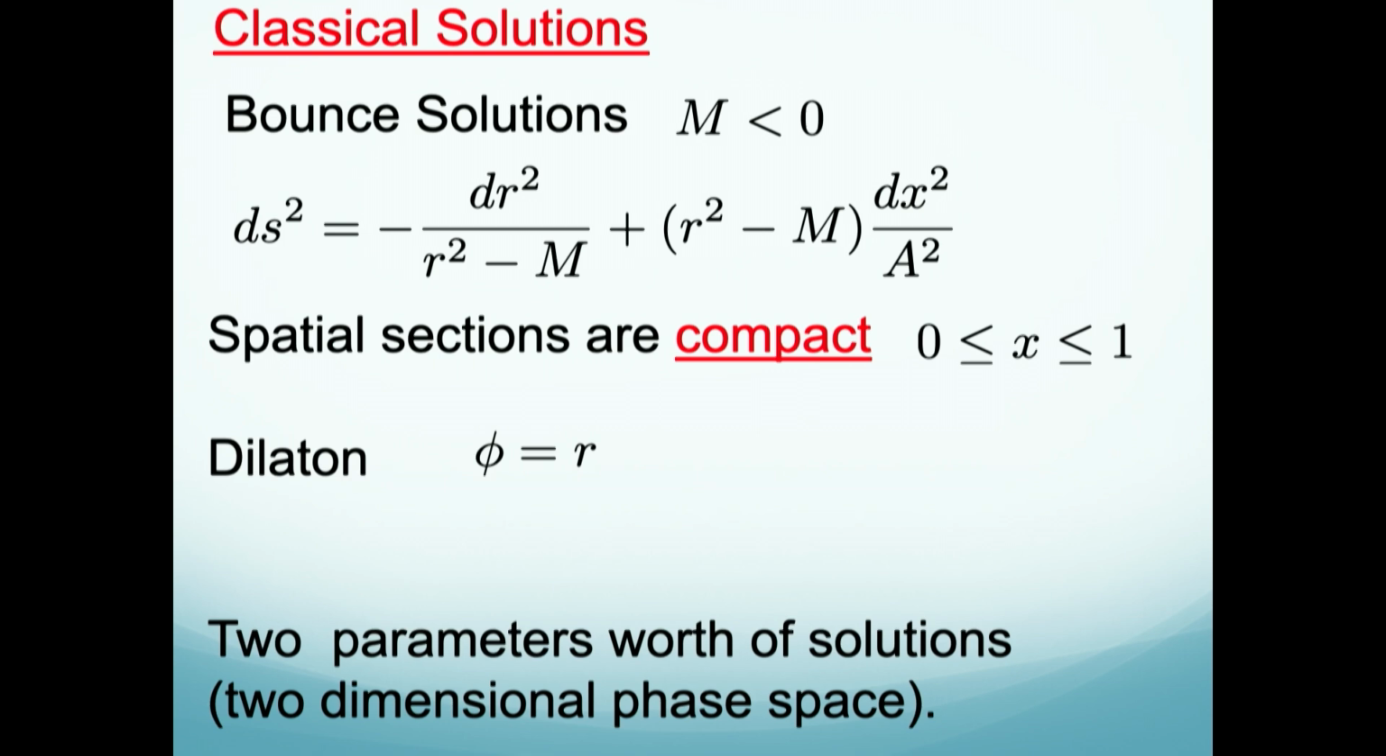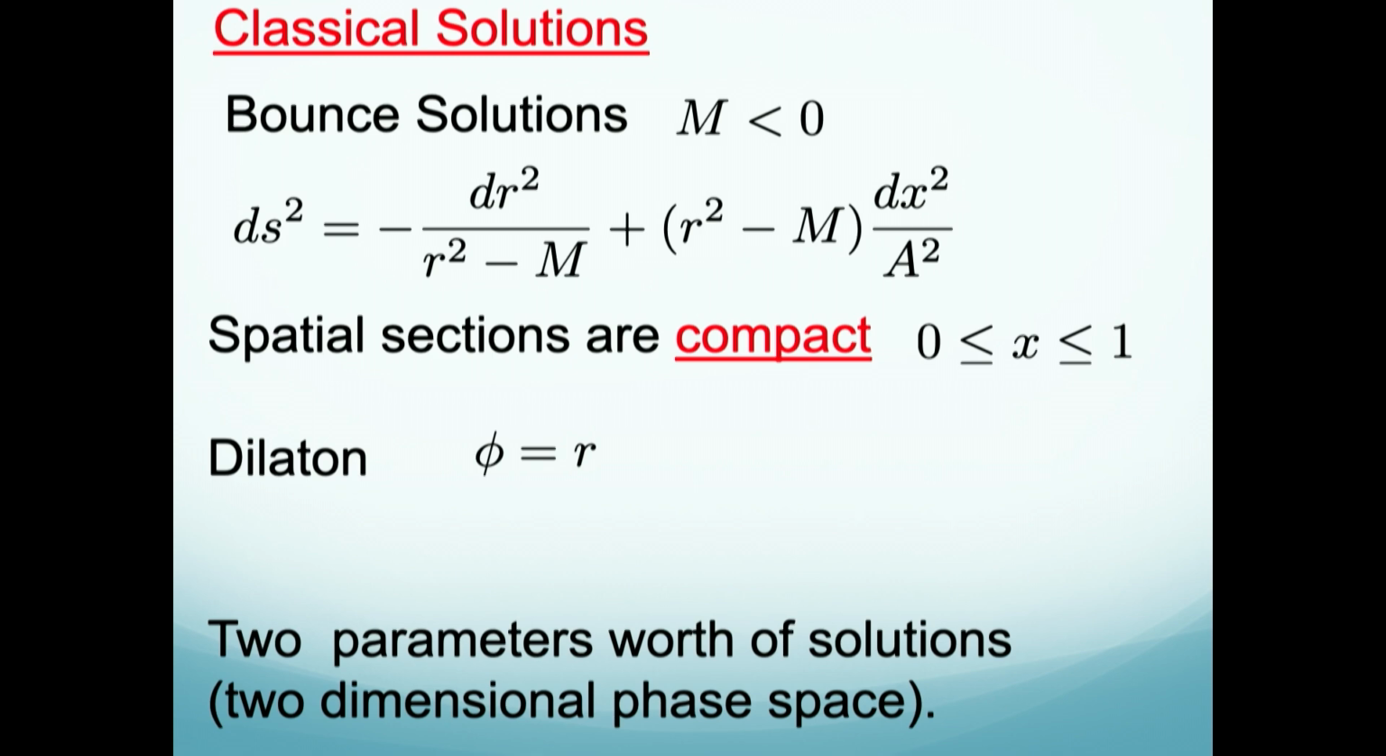Now the metric has two parameters, m and a. I've rescaled things, so the dilaton is literally the radial coordinate r, the isometry direction, x, has a total range now 0 to 1. Okay, so there are two parameters worth of solutions. It's a two-dimensional phase space, a very simple theory. And the solutions I described so far correspond to this parameter m, which I loosely sometimes call the mass.